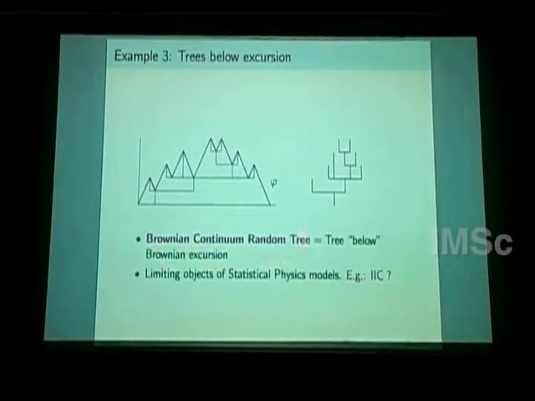And the Brownian CRT tree, which I said was a rescaled limit of the Galton-Watson tree in the slides below, is obtained this way. You take a tree below a Brownian excursion.